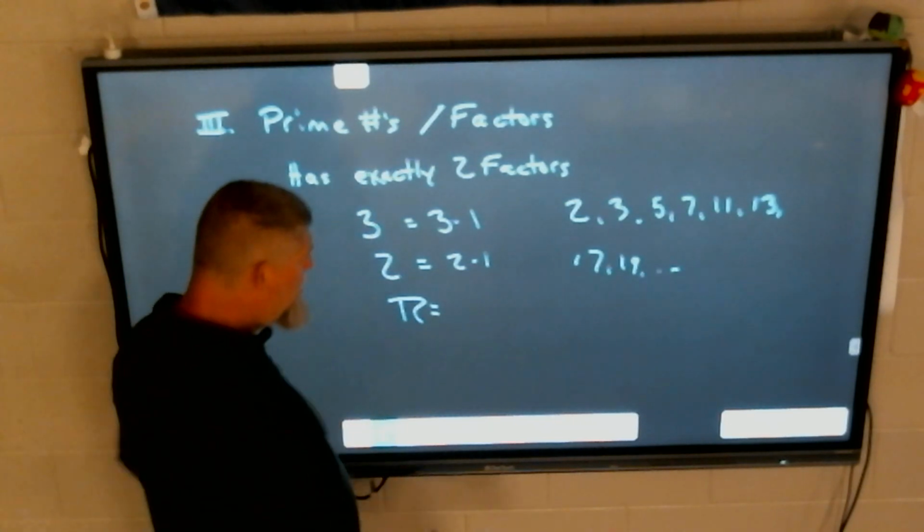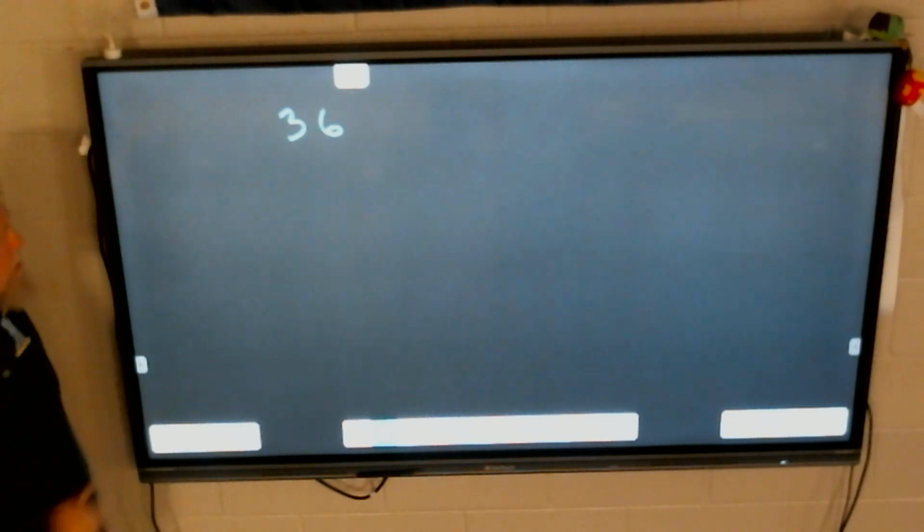Okay. So every number out there, every composite number can be written as a product of primes. So let's say I have the number 36. 36 is obviously not a prime number, but I can write it as a product of primes. Okay? So any two numbers that go into 36. This is the factoring tree.